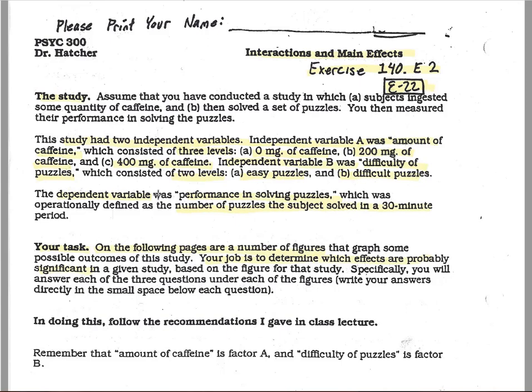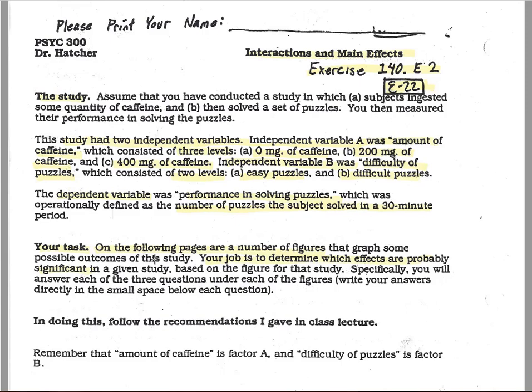The dependent variable in the study is performance in solving puzzles. Let's imagine this is operationally defined as the number of puzzles that the subject solves in a 30-minute period. You've conducted this investigation. You have results from the investigation. You're now going to graph the results and interpret what the results appear to mean just by looking at the graph. Brings us to your task.